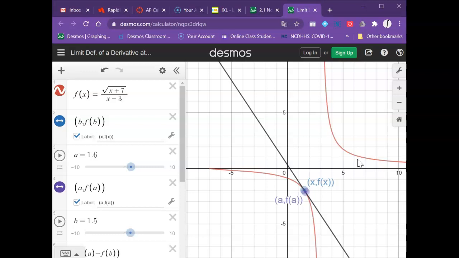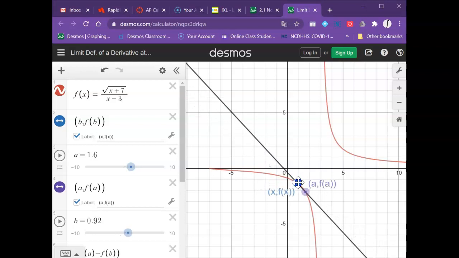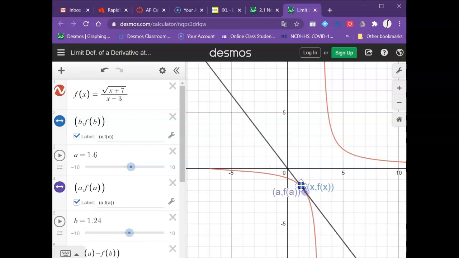Now, I should be using some language here that makes you think a little bit of limits, because I was saying that x is getting closer and closer to a, which we could also think of as x approaches a. So you should start to think in terms of limits a little bit here. And so the closer we get to a, the closer we get to that instantaneous rate of change.